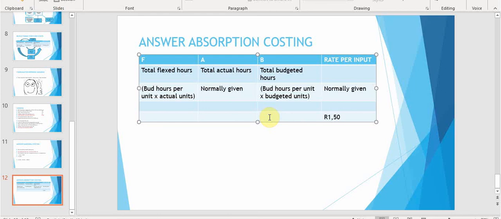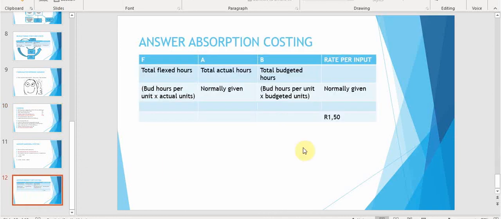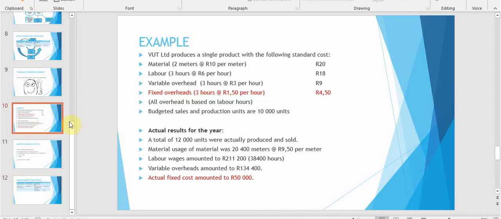Right. Then what is the total budgeted hours? There we need to calculate and say the budgeted hours per unit times the budgeted units. So what are the budgeted hours per unit? 3 hours per unit. What are the total budgeted units? 10,000. So there I'm going to say it is then 3 hours times 10,000 units, and that gives us 30,000 hours.